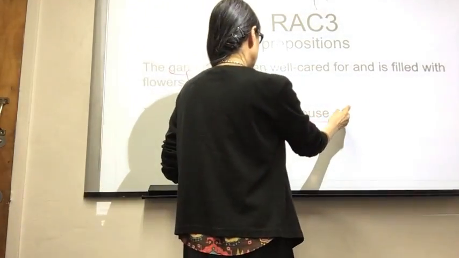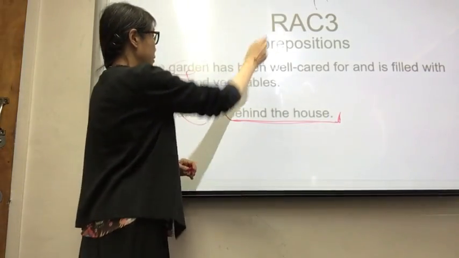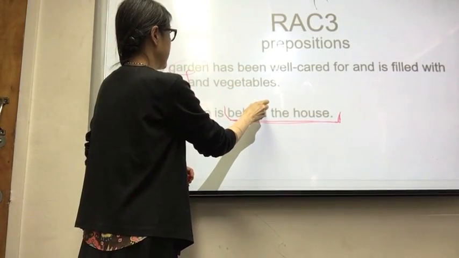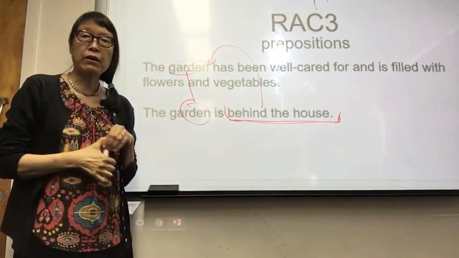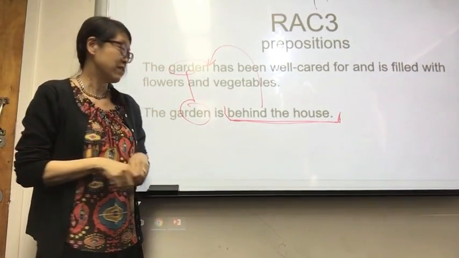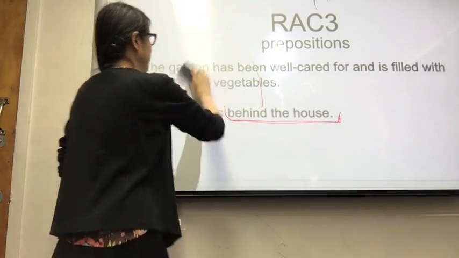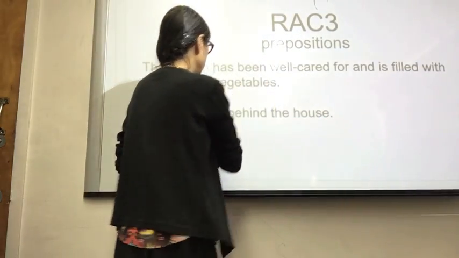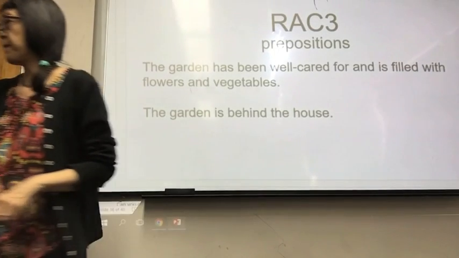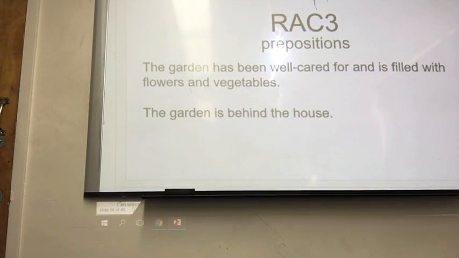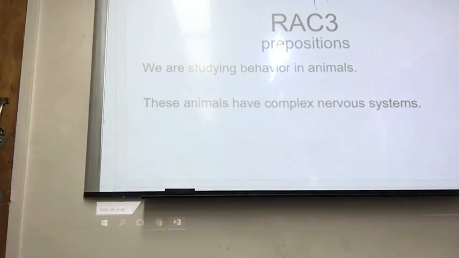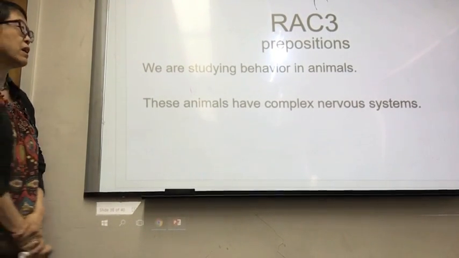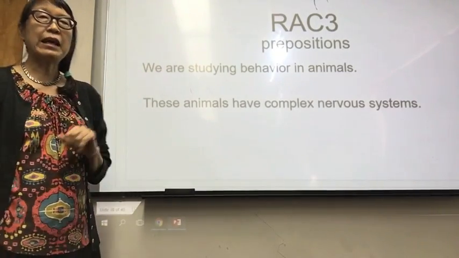So we take the RAC with the prepositional phrase and we put it directly, immediately after the noun that it describes, right? So that's our formula there. That's our set of rules for combining these two sentences.